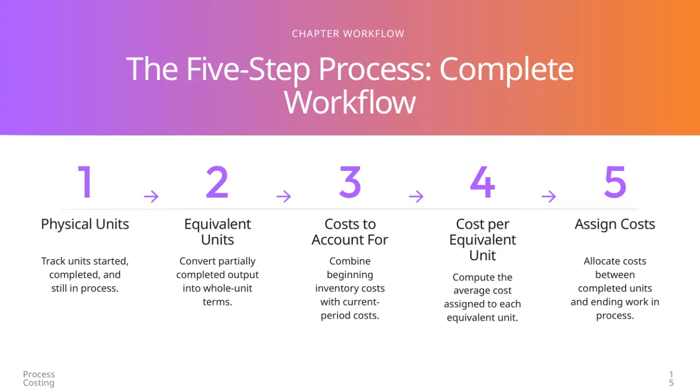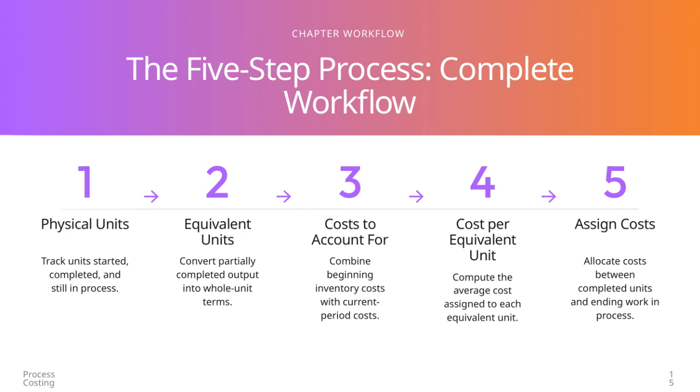Let's walk through the 5-step process of the chapter workflow for process costing. First, we start with physical units. This means tracking how many units have been started, how many are completed, and how many are still in process. Next, we move to equivalent units, where we convert partially completed units into whole units to get an accurate measure. Third, we look at costs to account for.